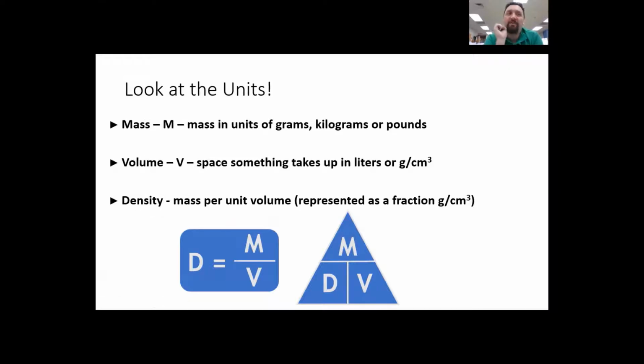To solve these problems, it's easiest just to look for units. Now let's look at the units. First is mass. Mass is how much something weighs. It's measured in grams, kilograms, or pounds. Volume is how much space something takes up. That's measured in liters, milliliters, or cubic centimeters. Density is just the combination of the two. It's mass per unit of volume, represented in grams per cubic centimeters or grams per milliliter, sometimes kilograms per liter.